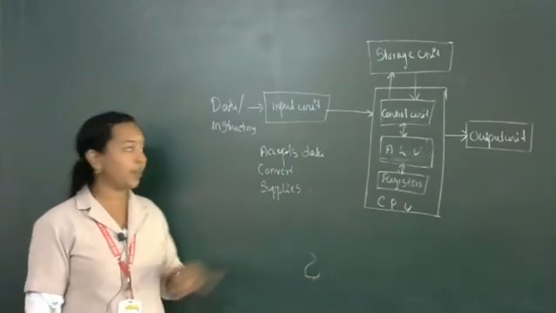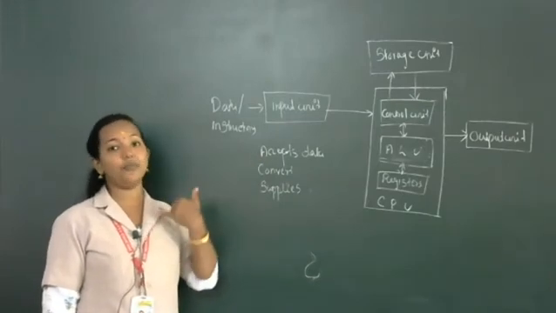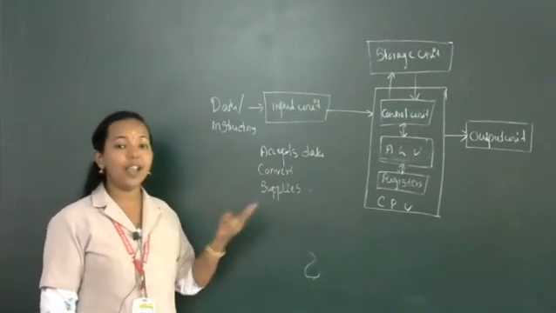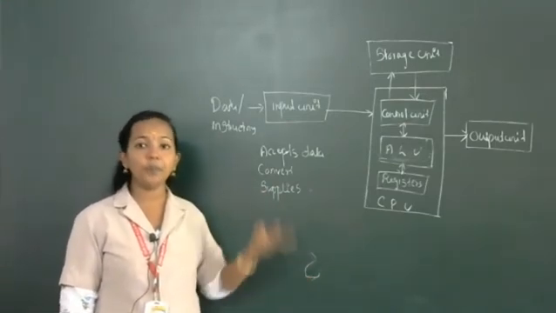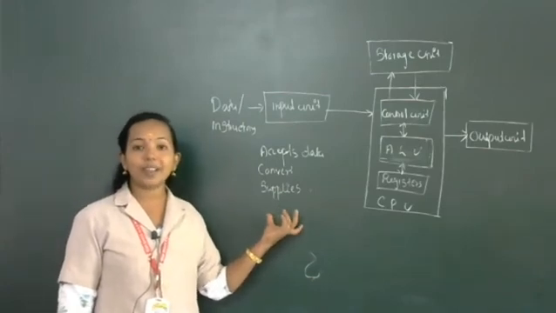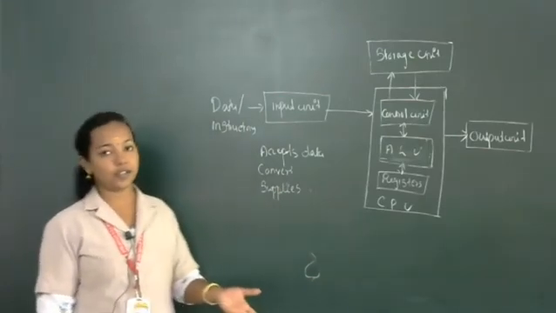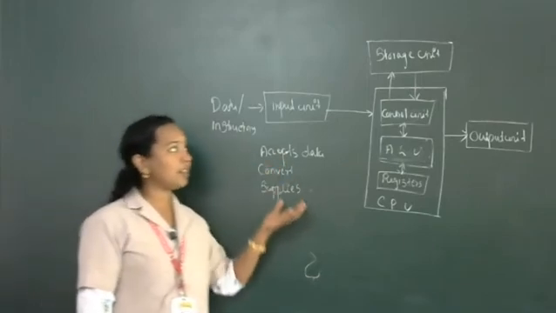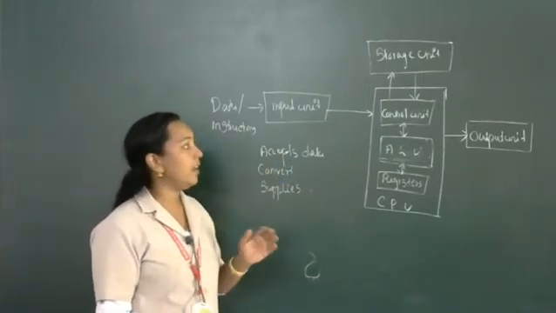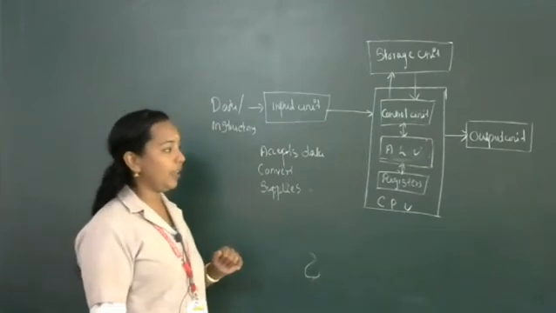Then the duties of input unit: it accepts data for processing. After accepting data, what is the second duty? Converting that data into machine readable format. Third duty, what is the third duty? Supplies data for processing. Clear? So these are the three duties of the input unit. Clear? Then next one, what is the second unit?